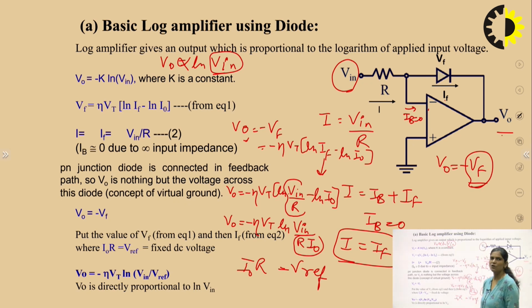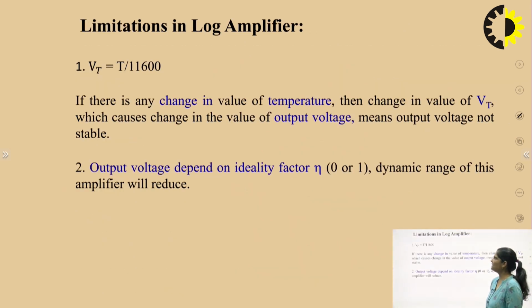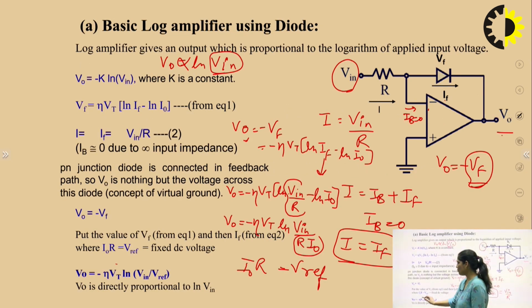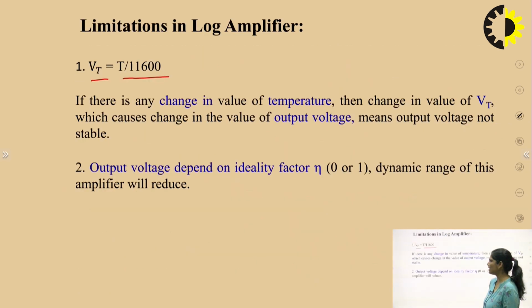We have to do this for the basic logarithmic amplifier using diode. Now, limitations of the log amplifier. What are the limitations of this log amplifier using diode? Here V_T is equal to T upon 11600. If there is a change in temperature, there is a change in the value of V_T, and so a change in the output voltage, because the output voltage depends on V_T. The second limitation is that V_output depends on eta, the ideality factor. It may be 1 or 2, and its effect on the circuit is that the dynamic range of this amplifier will reduce. So these are the limitations of the log amplifier using diode.